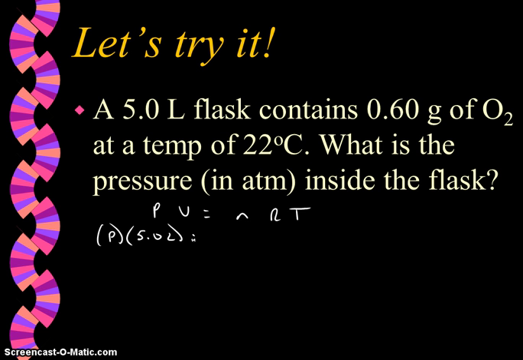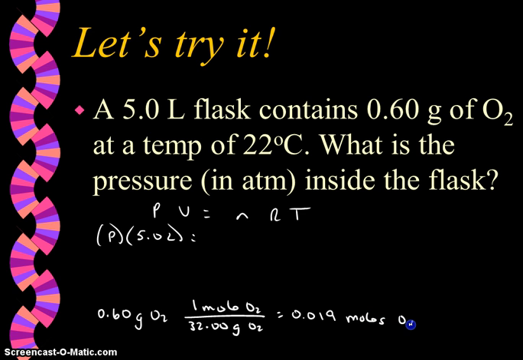Now we've got a problem with n, because n stands for the number of moles of gas, and that's not what we're given. We're given grams of gas. So we're going to have to do a conversion first. So we'll do that down here. We've got 0.60 grams of oxygen, and we know that there are 32.00 grams of oxygen per mole of oxygen. So that'll give us 0.019 moles of oxygen.